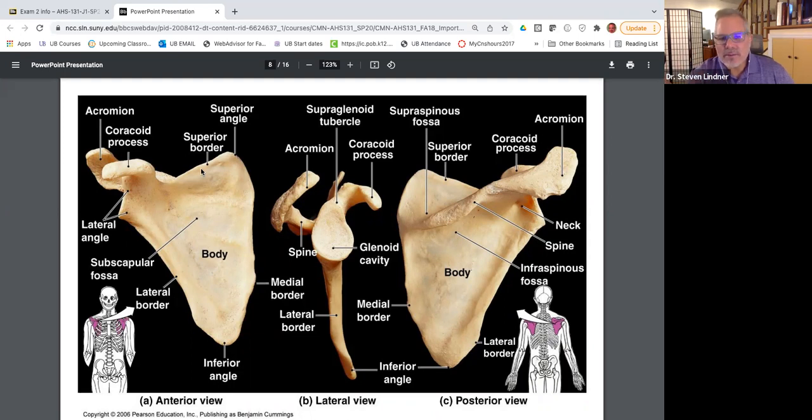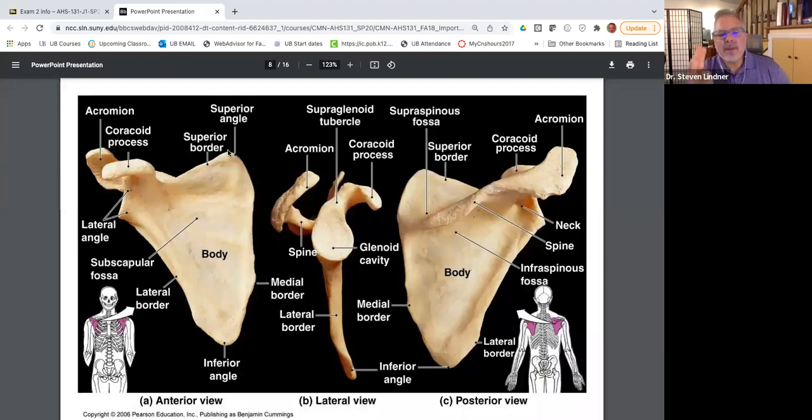Now there's three angles. Superior angle, which is the highest point. Inferior angle, lowest point. And on the lateral side is the lateral angle, which is really this part of the glenoid fossa here, the glenoid fossa or glenoid cavity right there. This is the lateral angle. So again, superior angle, inferior angle, lateral angle. So we did two processes, three borders, three angles.